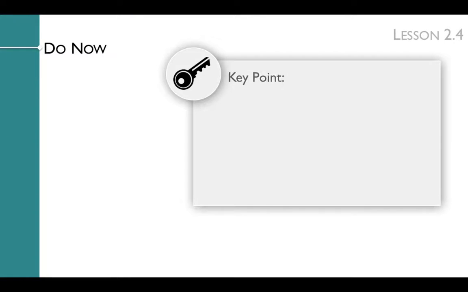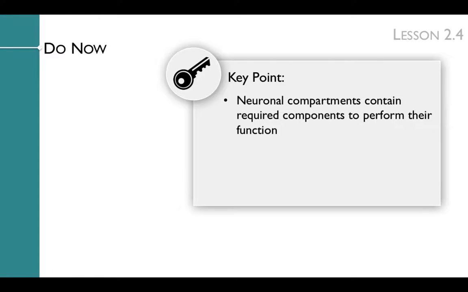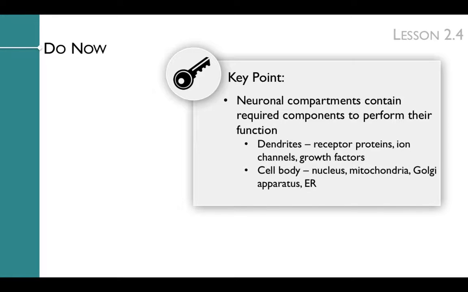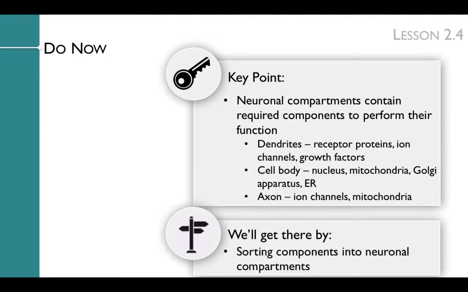The key point of the lesson's do now is to show that neuronal compartments, the dendrites, cell body, and axon, contain the required components to perform their function. For example, the dendrites that need to receive signals contain receptor proteins, ion channels, and growth factors. The cell body, which needs to maintain cell life, contains the nucleus, mitochondria, Golgi apparatus, and ER. And the axon, which needs to send signals electrically, contains ion channels and mitochondria. We get there by sorting components into neuronal compartments.